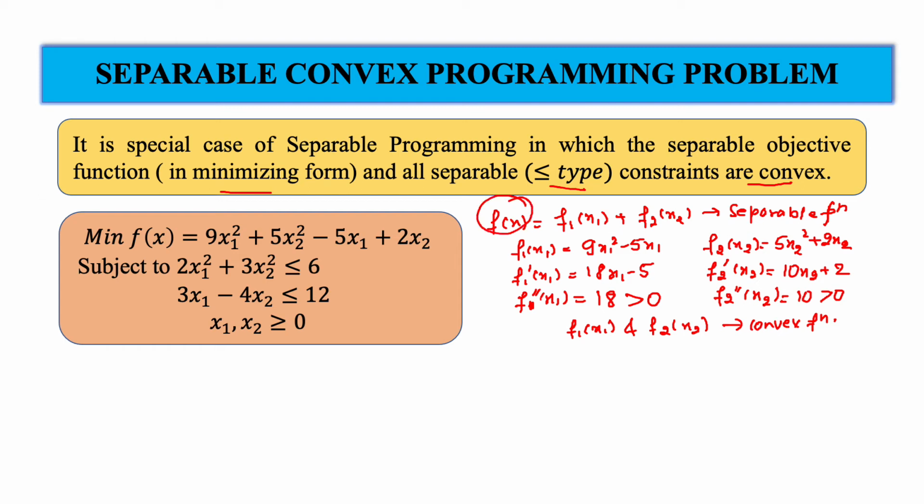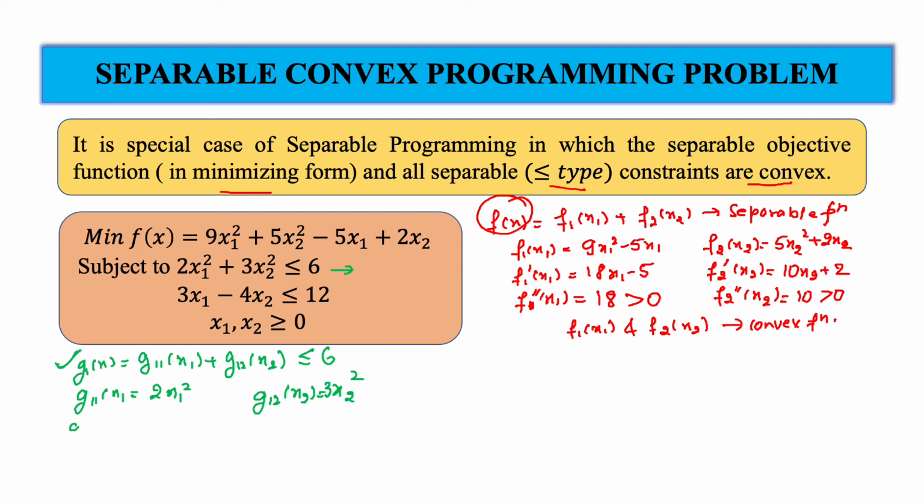Now similarly we will take the first constraint equation. So g1(x) can be written as g11(x1) plus g12(x2), which is less than 6. So g11(x1) is 2x1 square and g12(x2) is 3x2 square. So now we can say that g1 is a separable function.